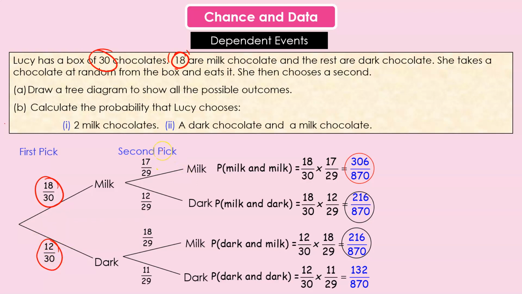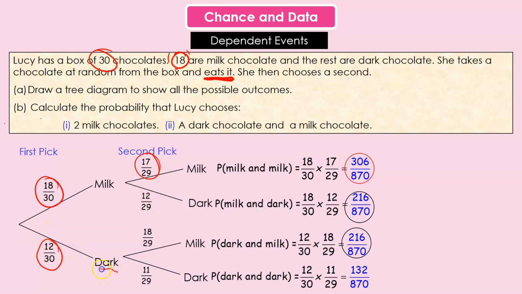Now, in the second pick, the key thing that you've been told is that she ate it. Lucy ate it. So that's going to change the numbers slightly. So rather than being out of 30 this time, it's out of 29 because one has been eaten. Now, because she chose a milk to start with, rather than there being 18, there are 17 in the container. But if we look at the dark chocolate, we've still got the 12 because none of them have been eaten.